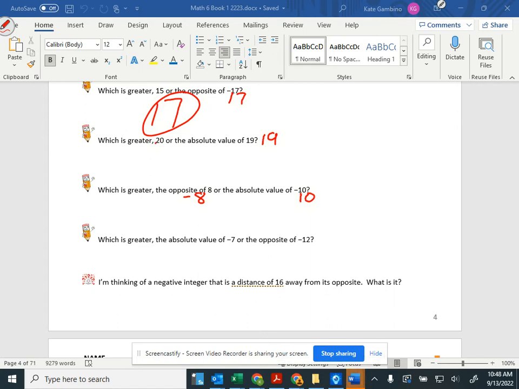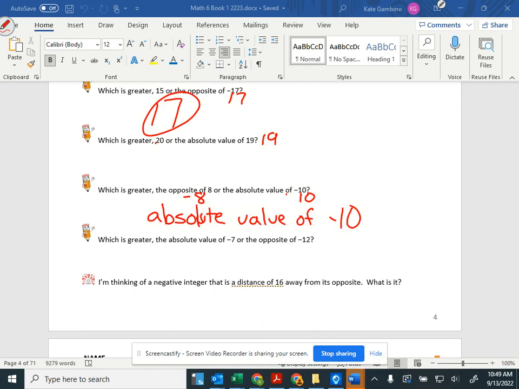Jillian? What am I going to write for the answer for this one? 10. But is 10 in my original question? No. Bennett? So I would write absolute value of -10 because that's what was in my question. So my answer is the absolute value of -10 is the greater number. I'm not going to write 10 because 10 wasn't in my question, right? Always go back to the original question.